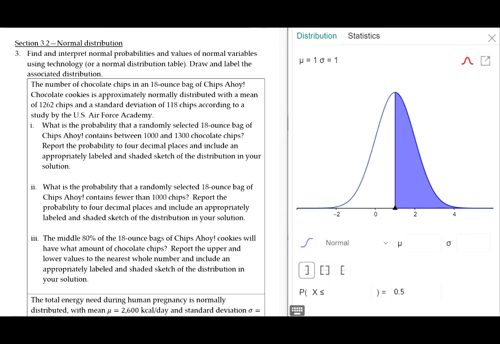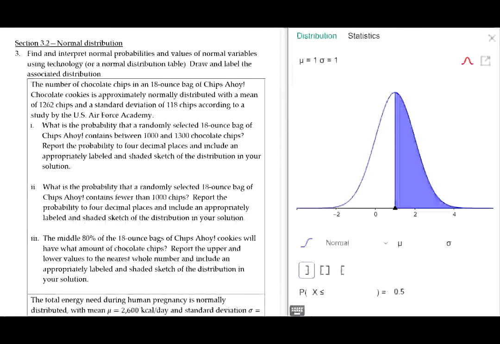The third learning objective in section 3.2 is to find and interpret normal probabilities and values of normal variables using technology, or a normal distribution table. Draw and label the associated distribution. I'm going to be using GeoGebra, which is our preferred technology for this class.